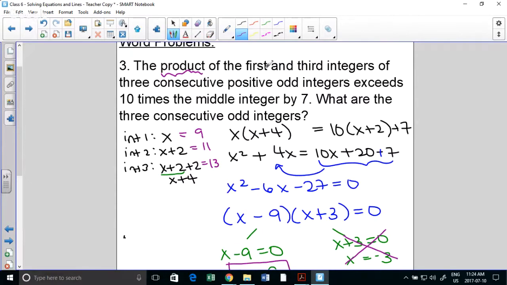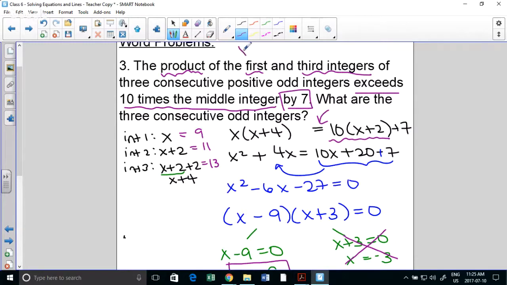It says the product of the first and third integers. So I take the product of the first and third integer. It's saying it exceeds this by 7. So it is more than 10 times the middle integer. So I have 10 times the middle integer. And this is 7 more than this. So in order to make them equal, if this one's 7 more, then I can just add 7 to this side, and then they're balanced.